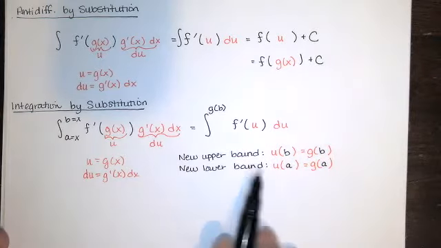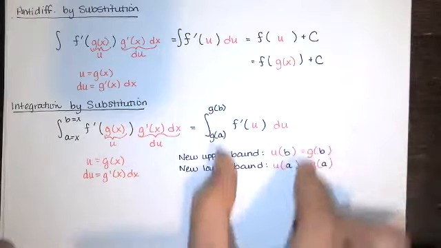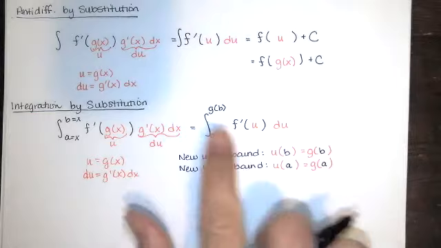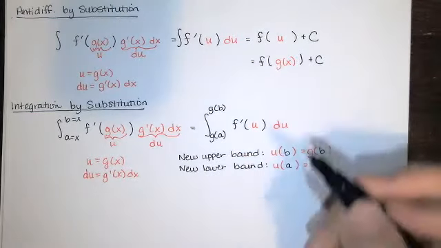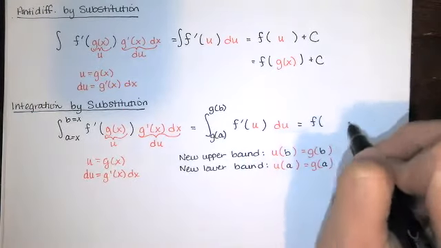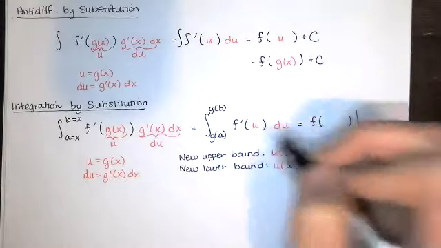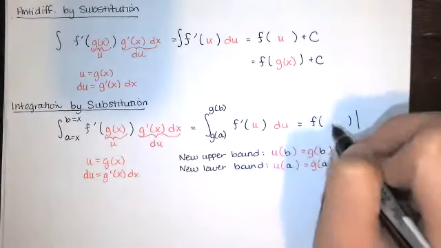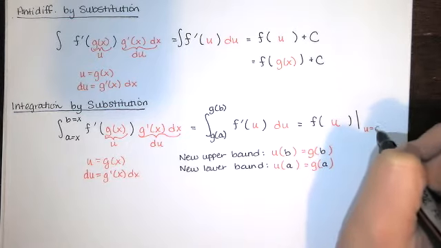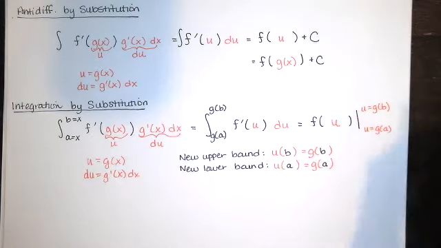So when x equals a, u equals g of a. And then we evaluate this definite integral instead. Now when we evaluate this definite integral, this is what happens. We take the antiderivative. Antiderivative of f prime, antiderivative of the derivative, that's the original function. And then we substitute in the lower bound for u and the upper bound for u, and we subtract.